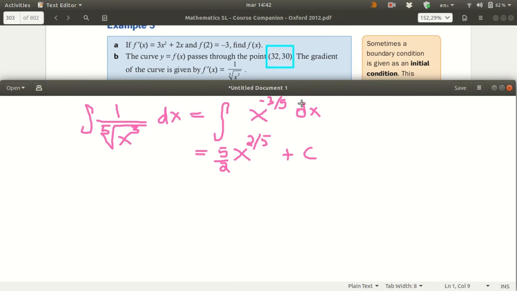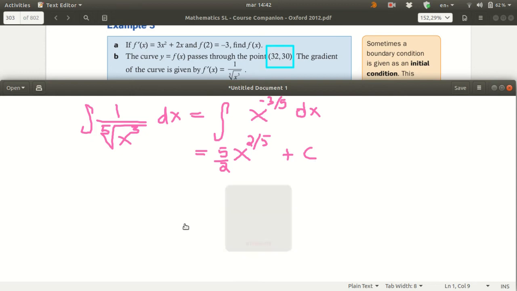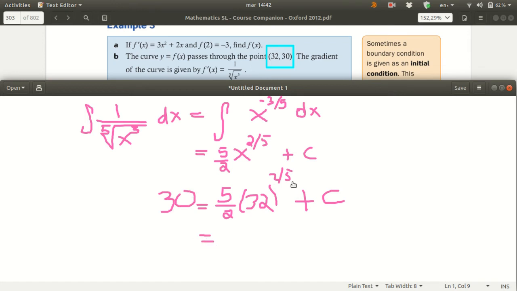Okay, the problem tells us that the graph passes through the point (32, 30). And what that means is that f of 32 is equal to 30. So we can plug in 32 for x and set it equal to 30. And then we can isolate the constant c.